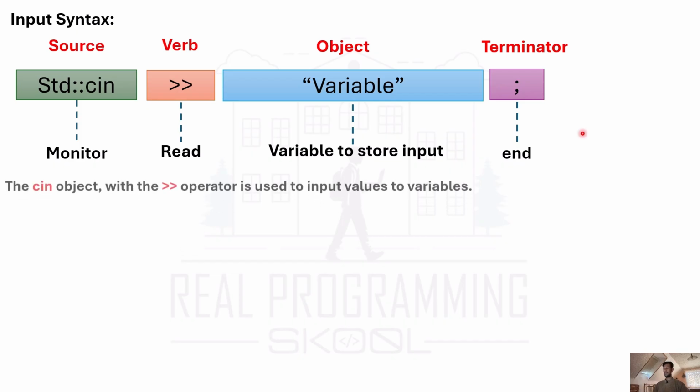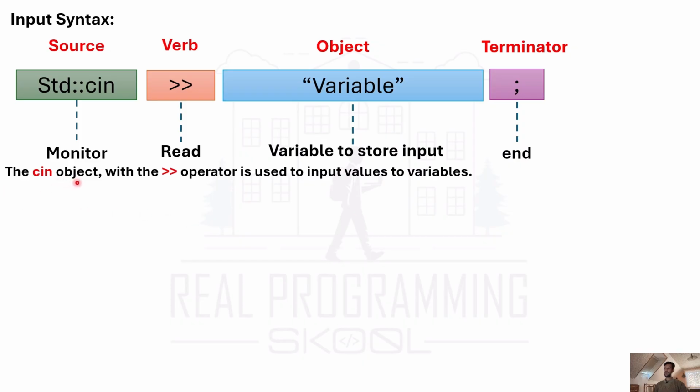So what we have here is the cin object with the greater than operator, or extraction operator. It's used to input values to a variable. As I said, when you use the cin object with greater than, you give a command to the compiler: please take the value from the user and store it inside specific variables that belong to specific data types.